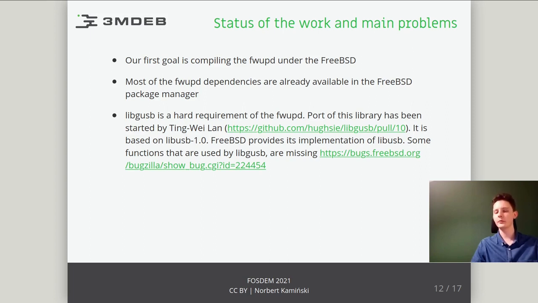But we are facing some problems. libgusb is a hard requirement of fwupd. The port of this library was started by Ting Wei Lan, and this library is based on libusb 1.0. FreeBSD provides its own implementation of this library, but this implementation lacks functions that libgusb is using, and these functions are specified in the FreeBSD Bugzilla in this thread.